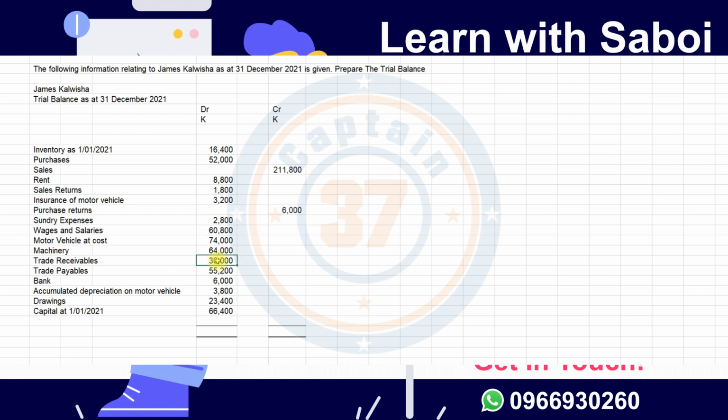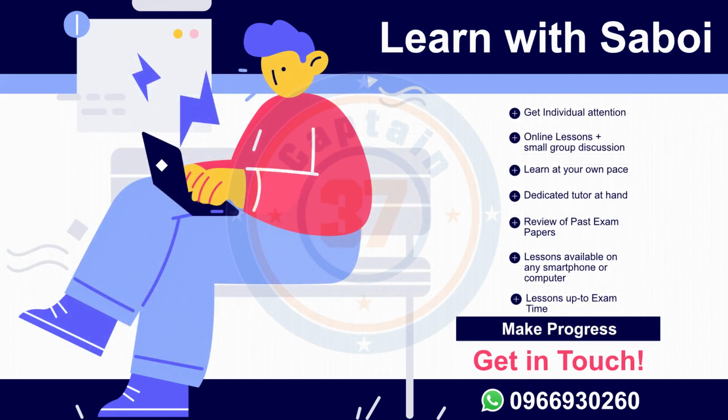What is a trade receivable? A trade receivable is where a business has provided a service and is waiting for payment, and so that is a debit. Trade payable. A trade payable is when a business has consumed a service and is yet to pay. So this is actually a credit. Bank, money in the bank, that's a debit.